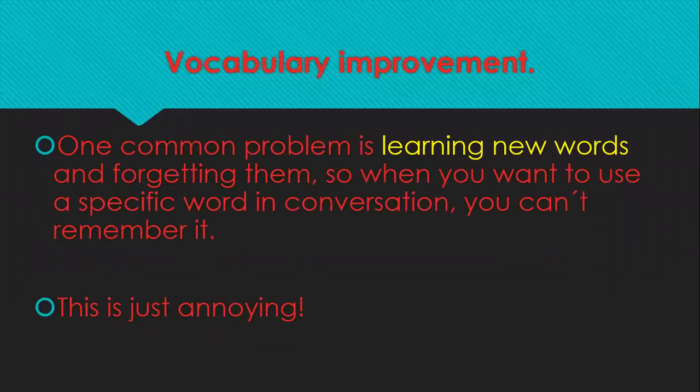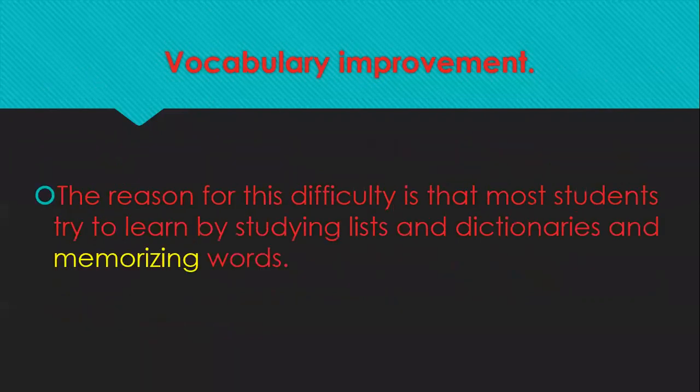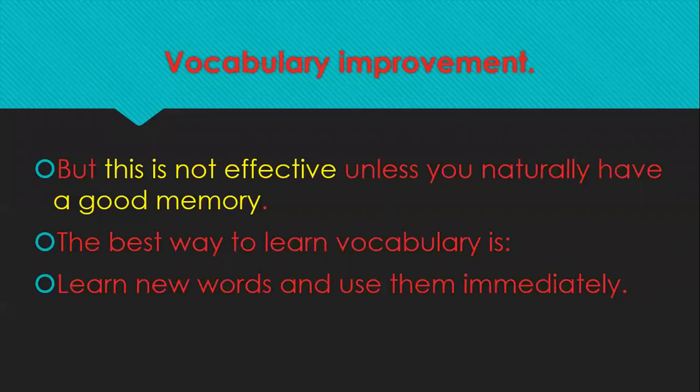One common problem is learning new words and forgetting them. So when you want to use a specific word in conversation, you can't remember it. This is just annoying, and this is a very common problem for many English learners. The reason for this difficulty is that most students try to learn by studying lists and dictionaries and memorizing words. But this is not effective unless you naturally have a good memory. The best way to learn vocabulary is to learn new words and use them immediately.